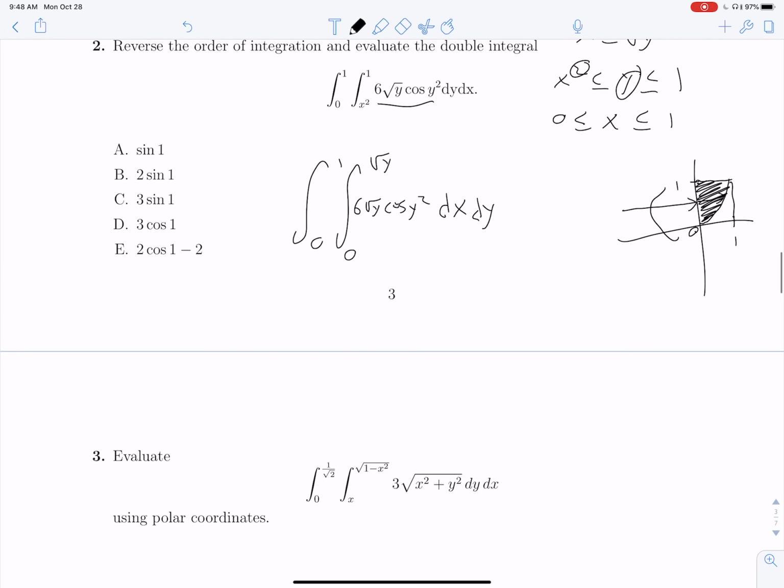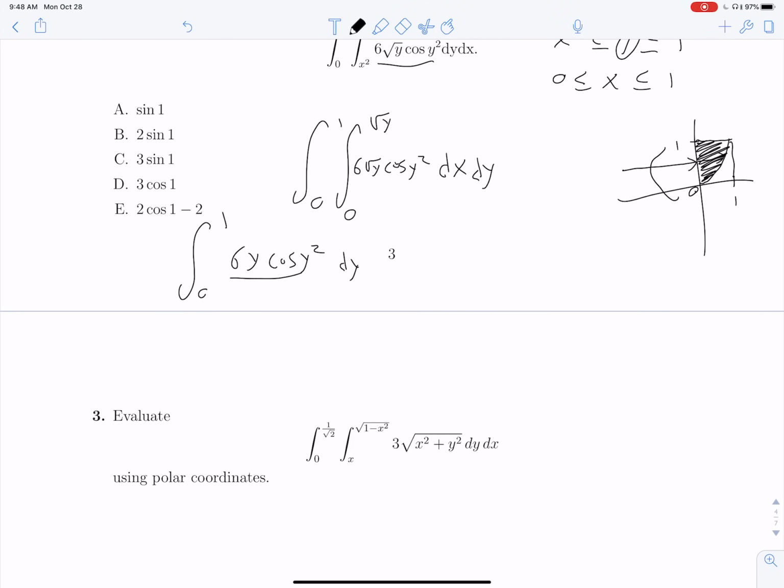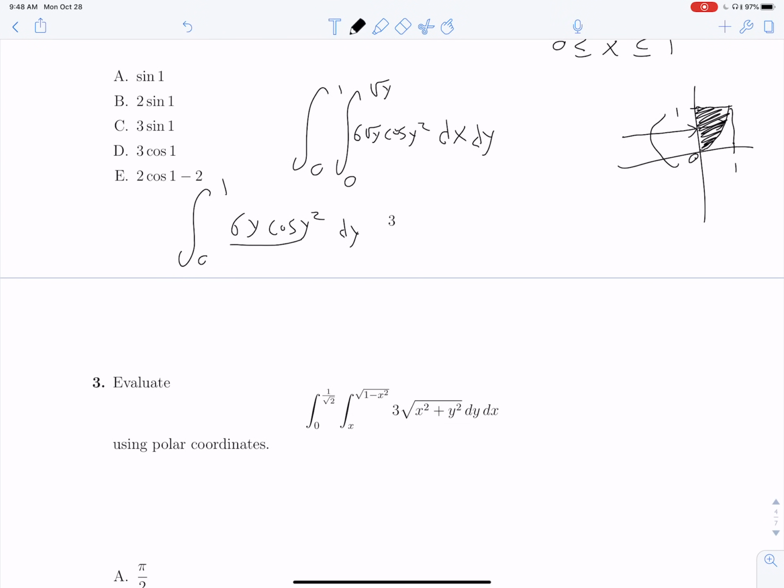And now if we solve, we take this integral with respect to x. We have no x's in here, so in the end, all that's going to happen is we're going to multiply by y, which is what we want. So we're going to get 6y cosine y squared, and then we're still taking this integral right here. But now you see we've got it in a form that we can use u substitution on.